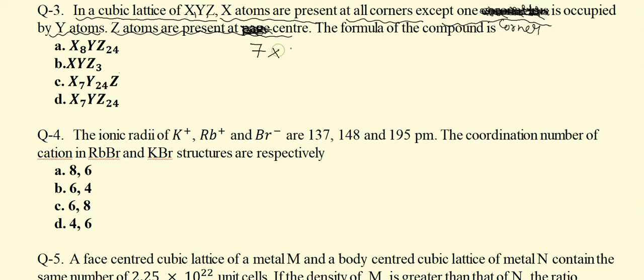Okay, and each is contributing how much? 1 by 8th of its part. And for y it is 1. Okay, for y it is 1, and for z it is asked here, z present at the face center. So for z, if it is present at the face center, then 6 into 1 by 2 must be there.